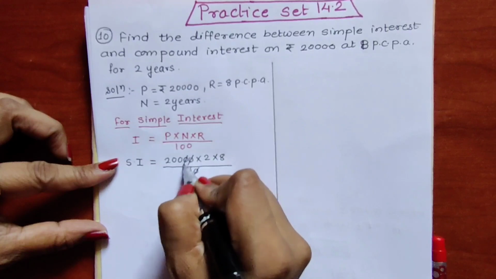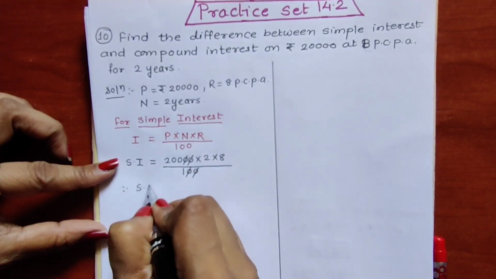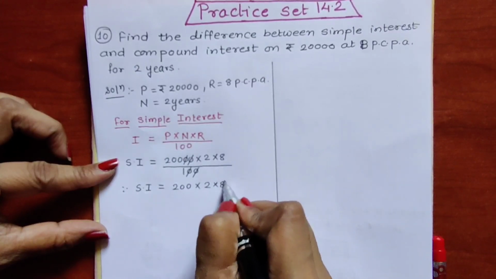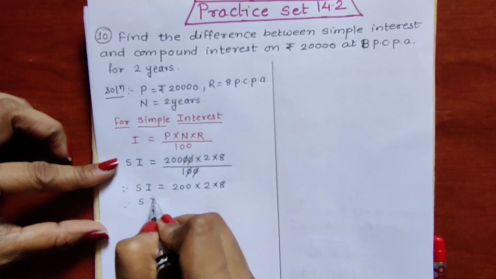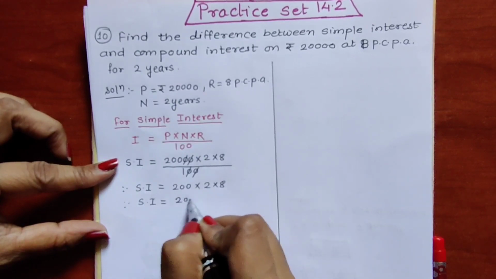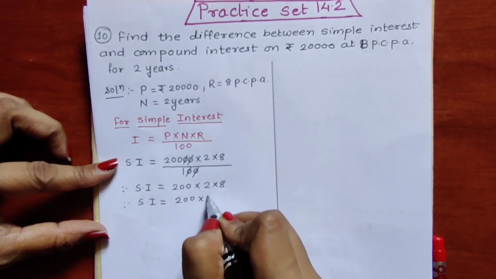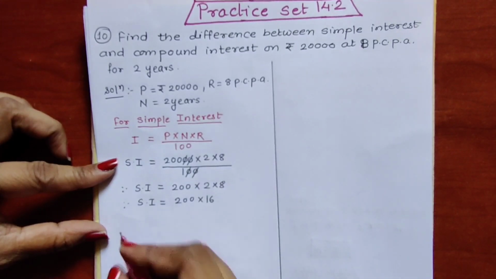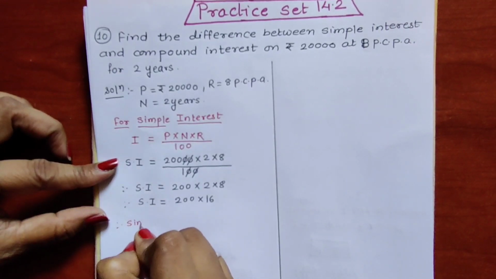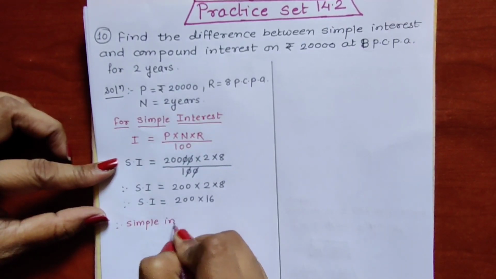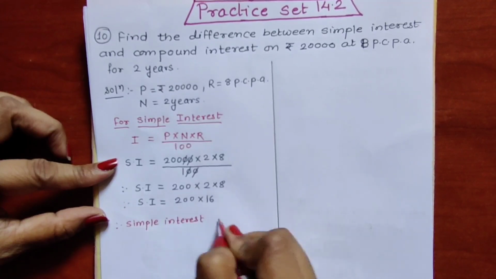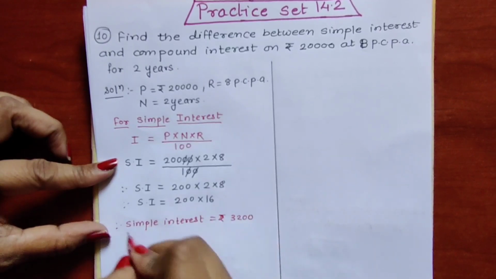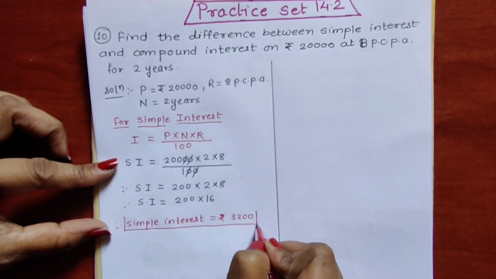2 zeros cancel with 2 zeros. So simple interest we will be getting 200 multiplied by 2 into 8. Simple interest will be equal to 200 into 2 8s are 16 and 16 2s are 32, and therefore simple interest is 3,200 rupees. This is the value for simple interest.